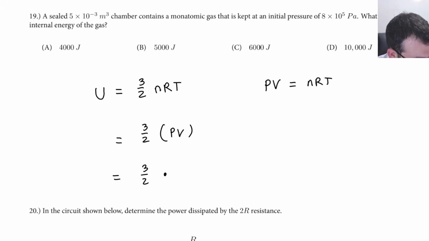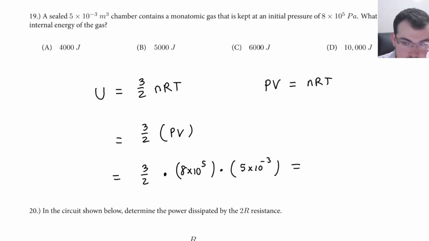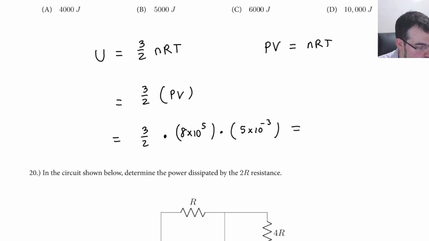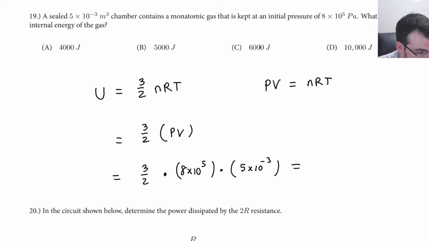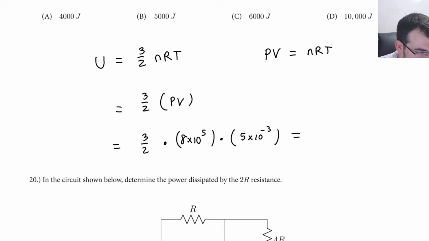So what is P? P is 8 times 10 to the 5th. What is V? V is 5 times 10 to the minus 3. Let's see. We're going to get like 4, then a 2, and then a 6. It's the answer that starts with 6. Yeah, 6,000 joules.